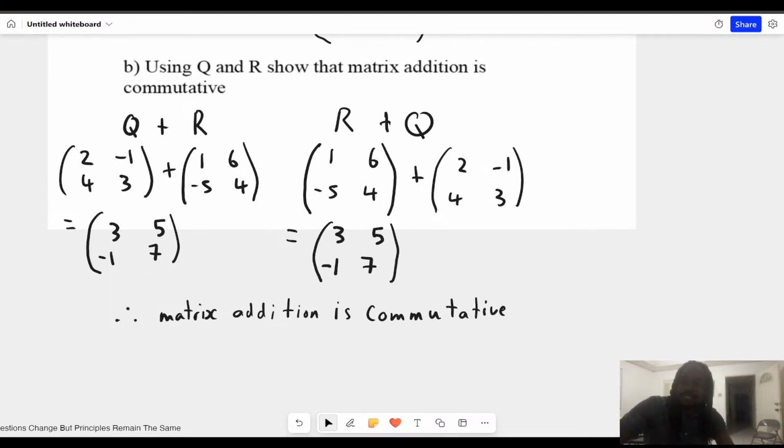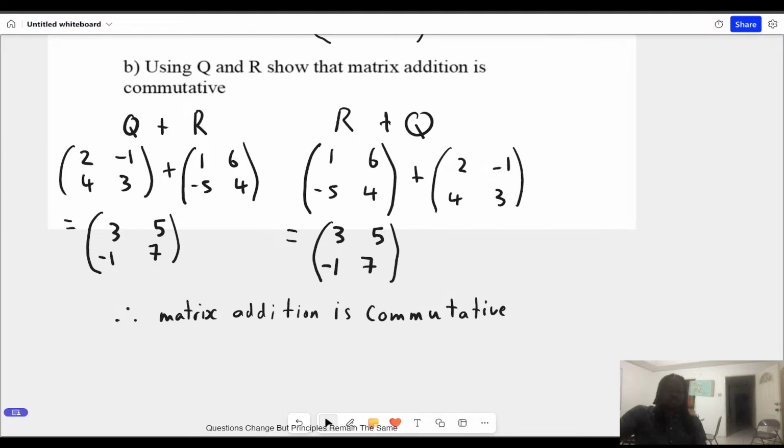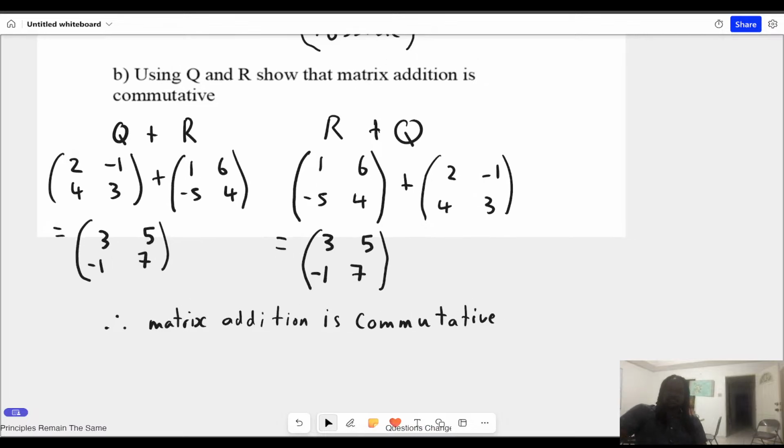So what does that mean? It means division doesn't work out the same way. 2 minus 1 gives me 1, 1 minus 2 gives me negative 1. So again, you see that subtraction also does not work the same way. Alright, let's continue.